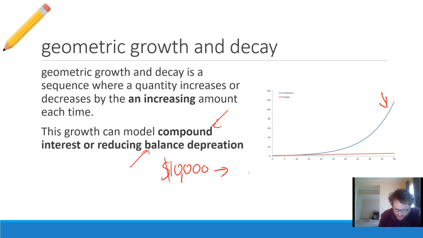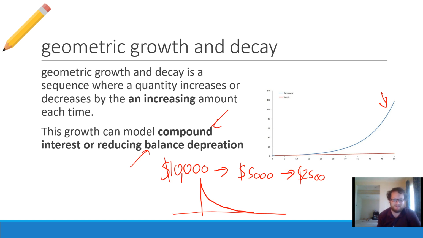Then after 1 year, it drops to $5,000. Then it drops to $2,500. Each time it's getting half. It's getting smaller and smaller and smaller. The idea is that it won't actually get to zero. It won't get to zero, but it will get smaller and smaller until pretty much it's zero. Pretty much has no worth. But it drops a lot, and then as time goes on, it drops a smaller and smaller amount.